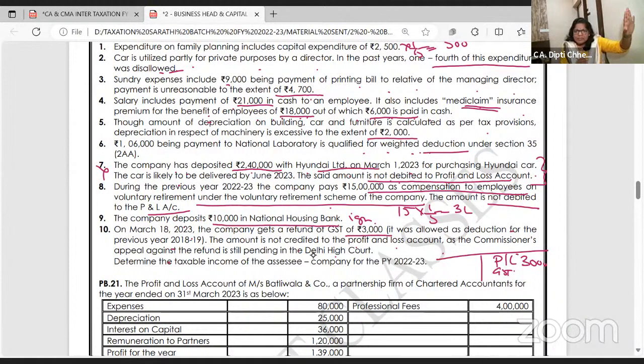GST paid is allowed as business expense? Yes. GST refund, is it business income? Yes. Should you credit in the P&L? Yes. If you lose the appeal and have to pay, we will see then. Once again, income tax is not allowed as expense. Add back. Income tax refund is not a business income. Remove. GST is allowed as expense in 1890. GST refund received, it is a business income. Let the appeal go on for 2-3 years, no problem.